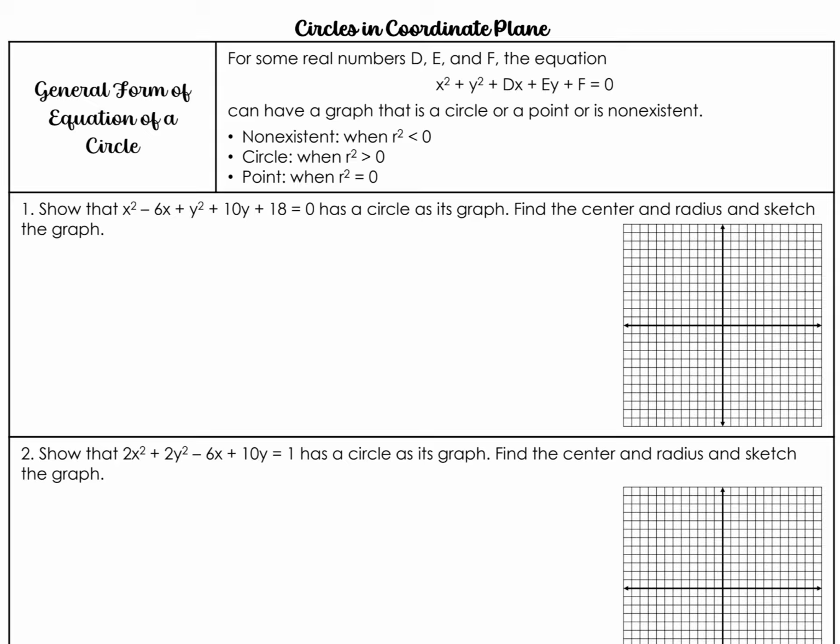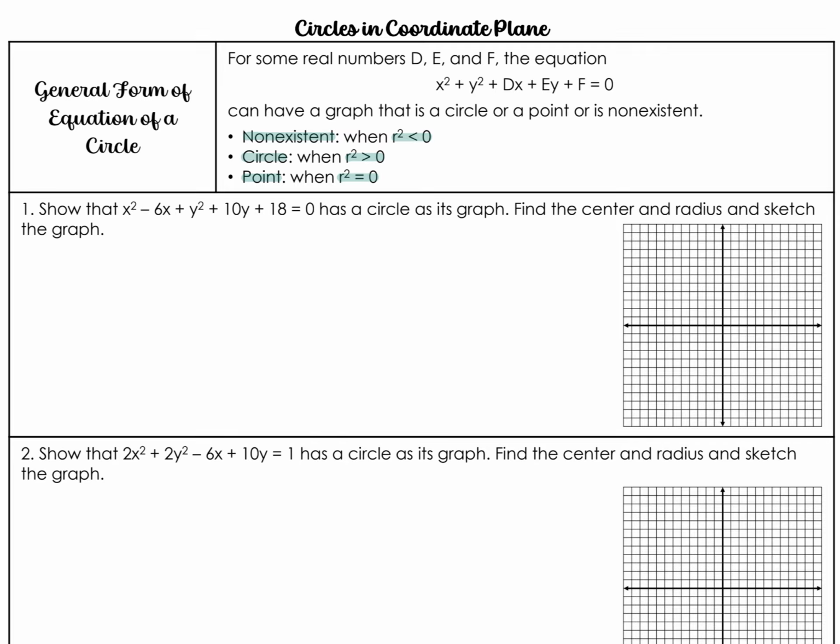For some real numbers d, e, and f, the equation x squared plus y squared plus dx plus ey plus f is equal to 0 can have a graph that will be a circle, a point, or even non-existent. The way you determine it is based off of your radius squared. For non-existent, your radius squared will be less than 0. So when it's negative, it's non-existent. For it to be a circle, your radius squared would need to be greater than 0. And lastly, for a point, your radius squared should be equal to 0.